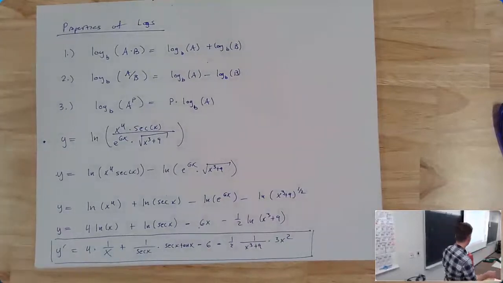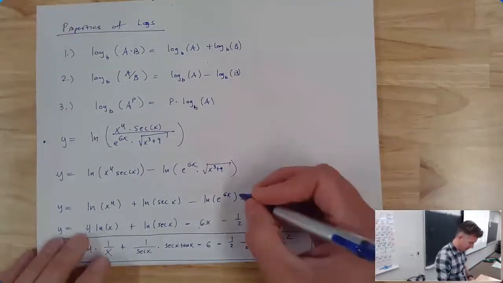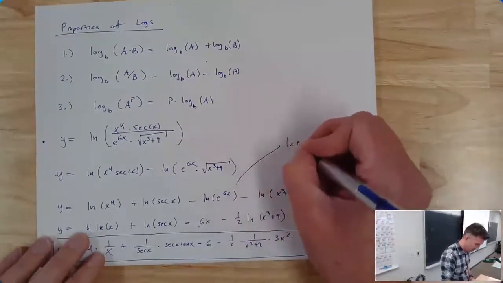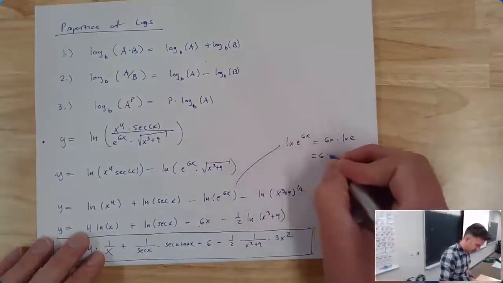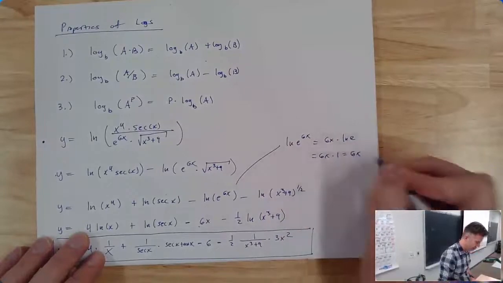Wait, so ln e^6x turned into 6x? Is it ln e to what? Right, the natural log of e is 1. So what I really have here is the natural log of e to the 6x is 6x times the natural log of e, but that's just 6x times 1. Okay. Yeah, that's why I have a 6x there.